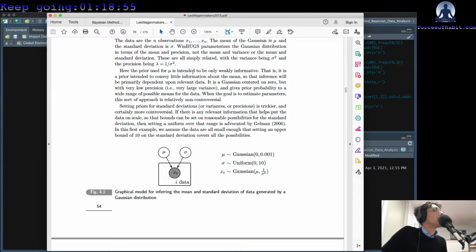So this is supposed to be weakly informative. One thing we can note is that this is an example of what an uninformative prior would look like for modeling the mean. This is very low precision. So low precision, low tau, means large variance. That's the relationship between the two.